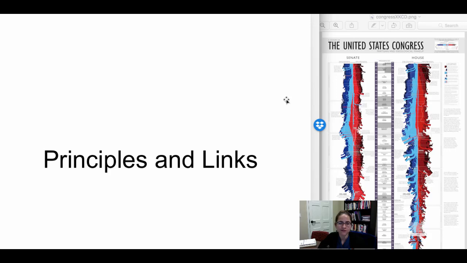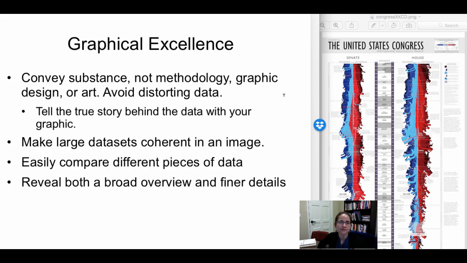Principles of graphical evidence, and I'll give you a bunch of links and examples of things that I think are really cool. So with graphical evidence, you should convey substance, not methodology, graphic design, or art. You're supposed to be avoiding distorting your data. So instead of trying to emphasize how nice your picture can be, you want to be talking about what the data actually says. And you want to show it in a pretty way if you can, but the first focus is on letting the data speak for itself.